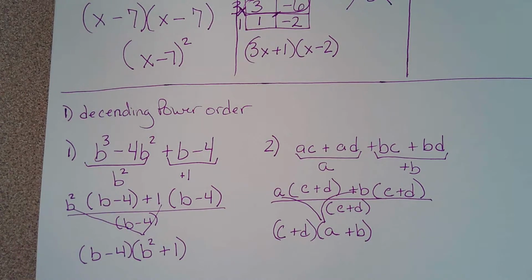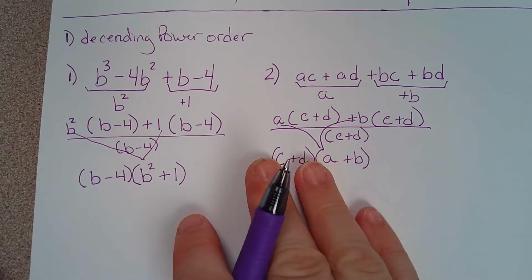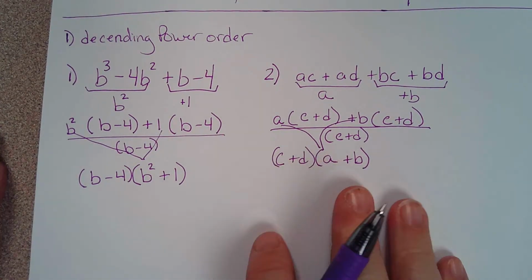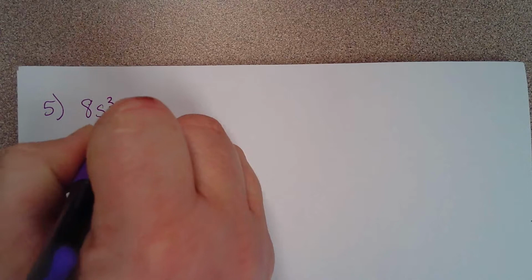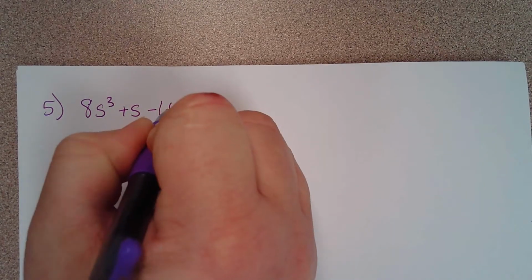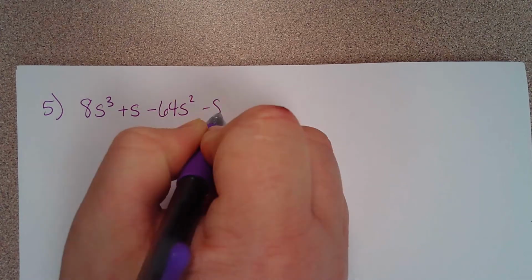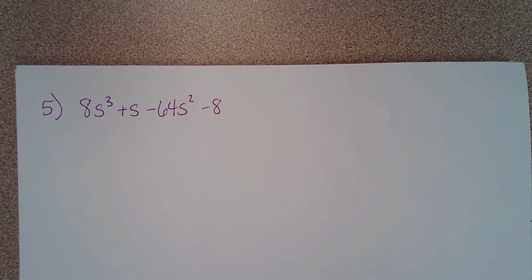All right, let's talk about some negative stuff. So let's look down at number 5. So let me switch paper here. Okay, so for number 5, we have 8s cubed plus s minus 64s squared minus 8. So this one's not ready to start grouping because if you notice, they're not in descending power order.